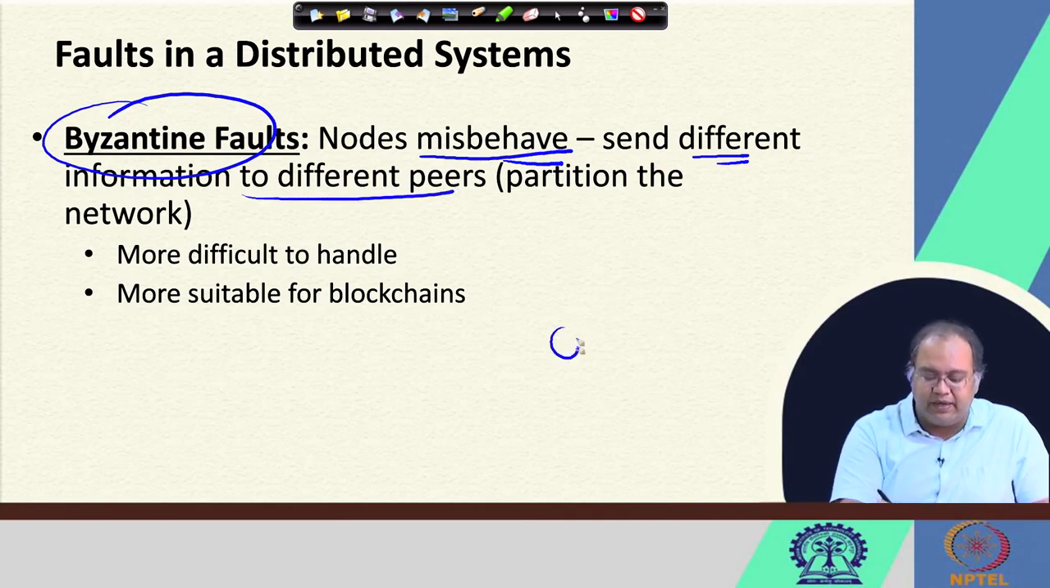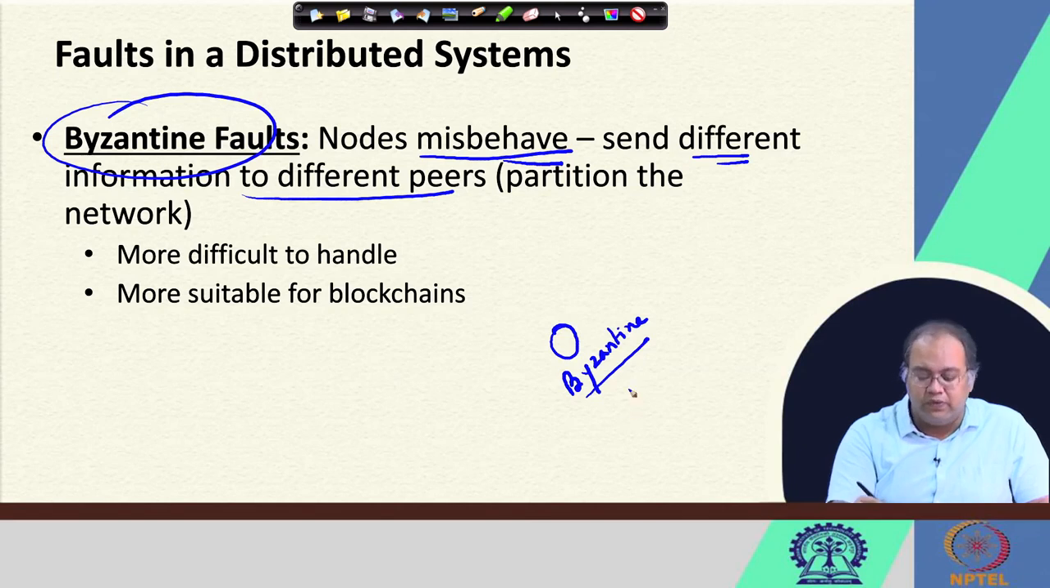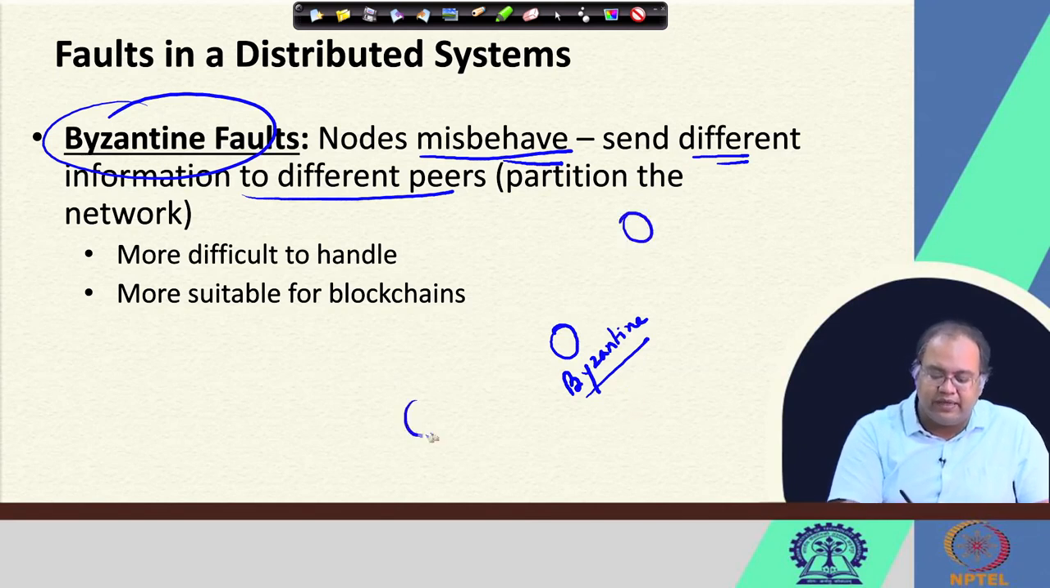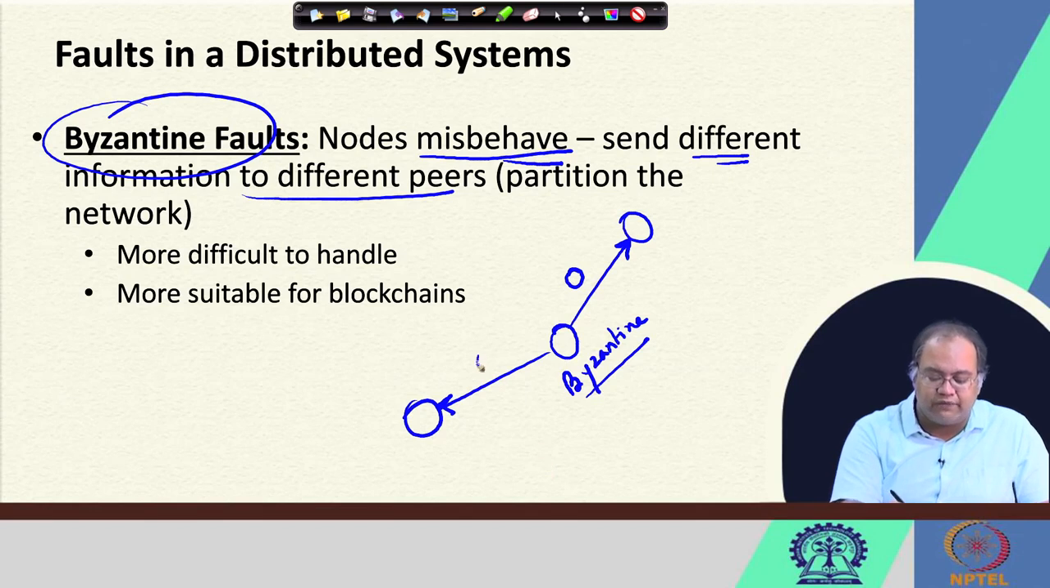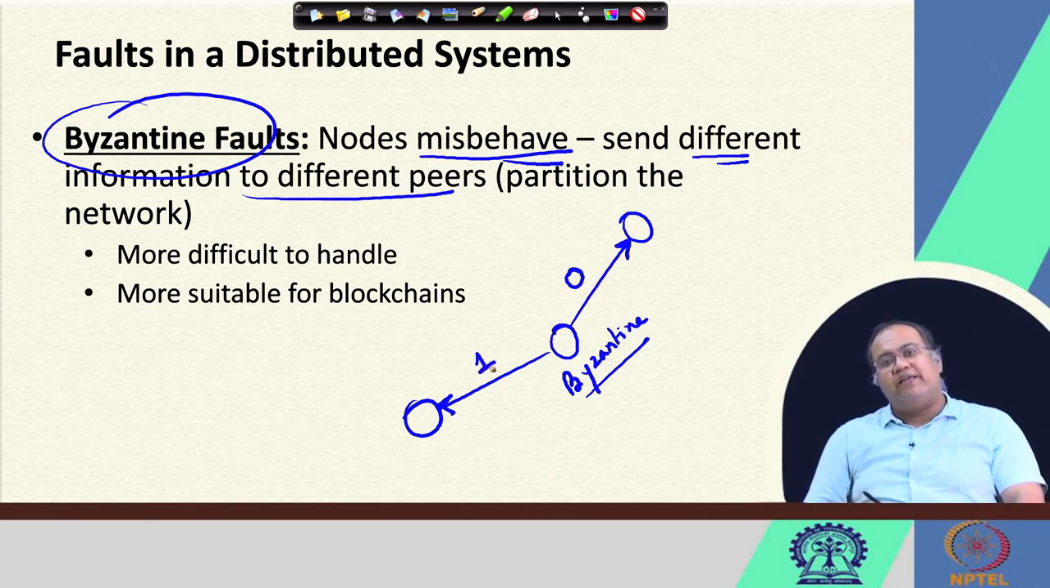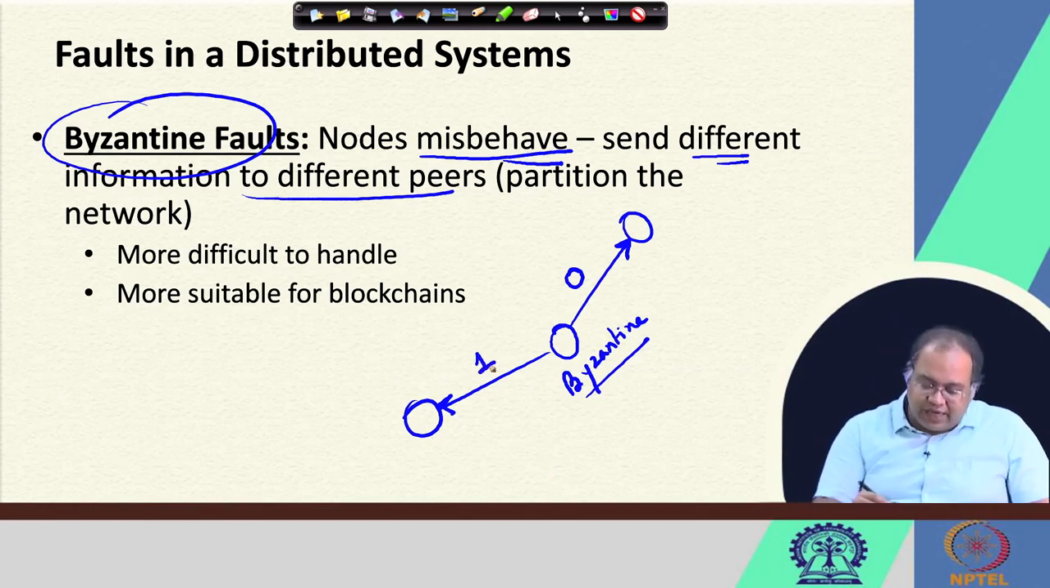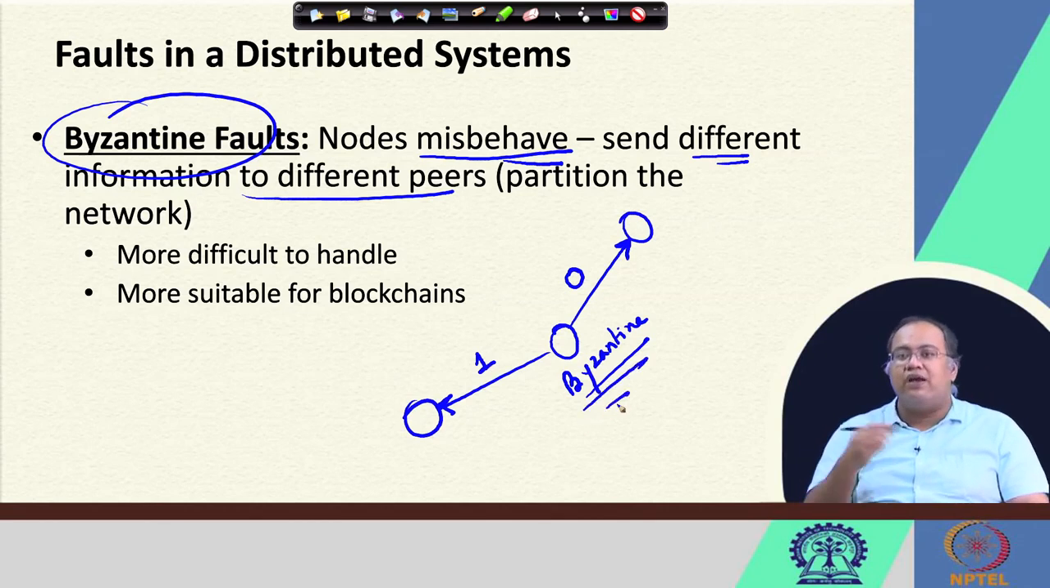Say, for example, this is a Byzantine faulty node. Say it has two different peers. It will send different information to different peers. It might say to one of its peers that, well, I have received a 0, and to another peer it might say, hey, I have received a 1. Such kind of behavior we call the Byzantine behavior. Why we call it a Byzantine behavior, we will see later on.